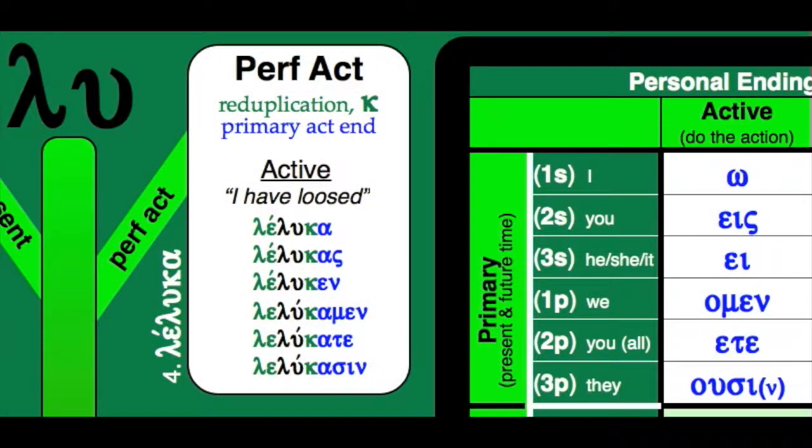So repeat these after me just for practice. Leluka. Leluka means I have loosed. Now in English, we try to capture the perfect tense with this idea of have. It's been done, but it really doesn't do a very good job. Remember, the perfect tense is something that happens in the past with effects that continue on all the way up to the time of the speaker and really point on beyond that too. So I have loosed is the best we can do in English. But that's why we're learning Greek, so we don't have to rely on English, right?